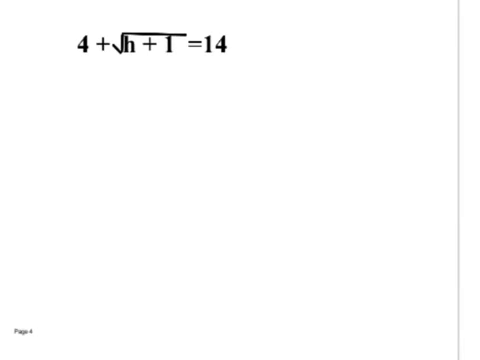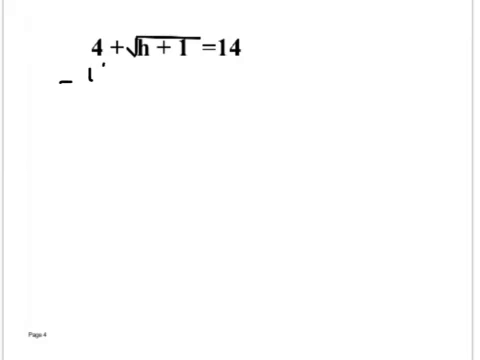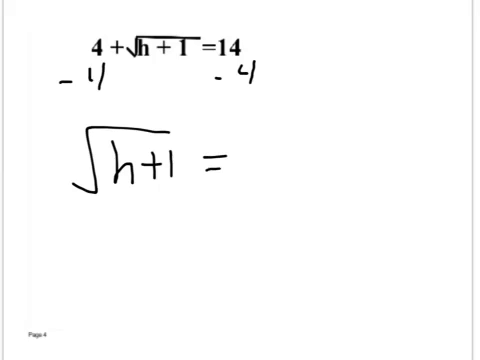Write this down. The first thing we need to do is isolate the radical sign, so I need to subtract 4 from both sides. I'm left with the square root of h plus 1 on one side, and I'm left with 10 on the other side.